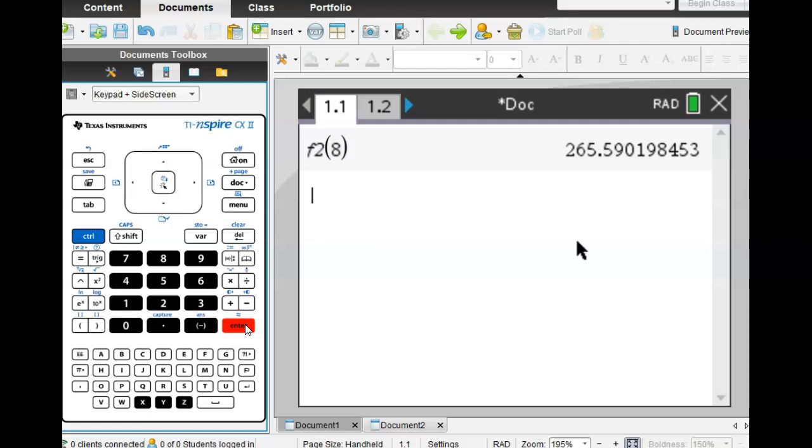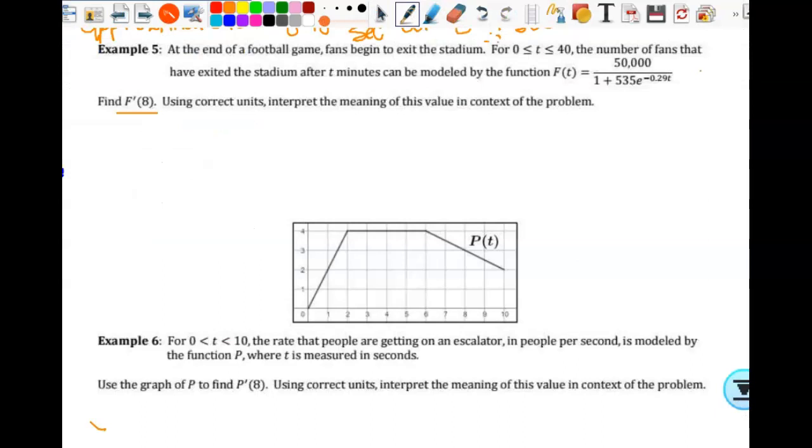It's the easiest way to let the calculator do this stuff for you. So we have 265.5901. So I'm going to write over here F prime, capital F prime, of 8 equals 265.5901. You have to be correct to 3 decimal places, so if you just write 4 of them down, you don't have to worry about rounding or anything, okay? All right. Any questions on how to get that?